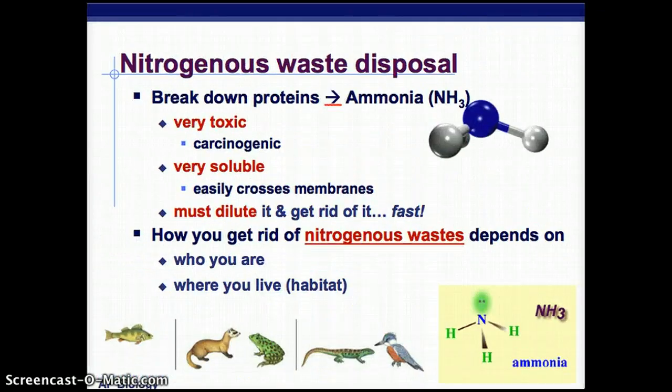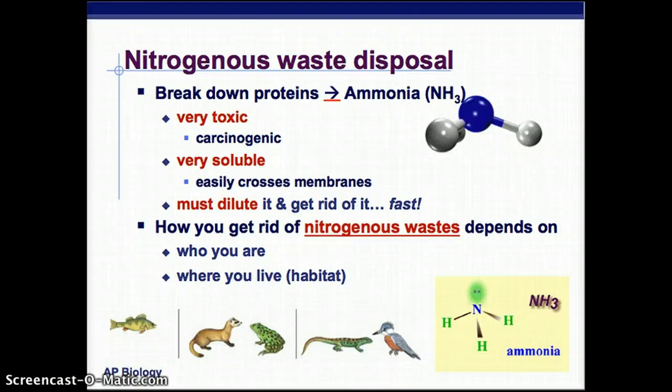All right, so nitrogenous waste disposal. Proteins, like we just said, break down into ammonia, NH3, that's nitrogen waste, which is very toxic. It is carcinogenic. It's very soluble. It easily crosses membranes, so we need to dilute it and get rid of it fast, so we don't end up with toxins in our system. So how you get rid of nitrogenous wastes depends on who you are and where you live. A couple different ways.